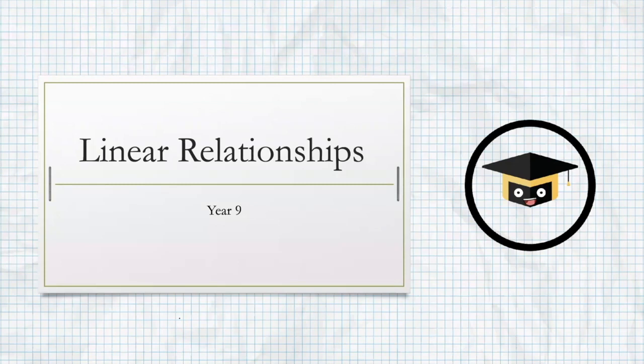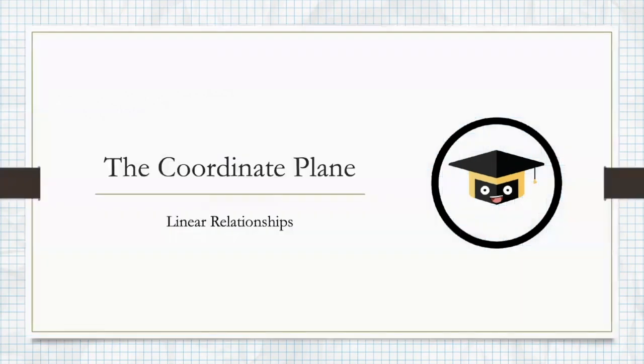Hello and welcome to our Year 9 series on linear relationships. So throughout this topic, we'll be looking at the Cartesian plane and how to sketch different straight lines. In this first video, we'll be looking at how to find the distance and the midpoint specifically, in addition to just looking at what the Cartesian plane is. So let's dive straight into it.